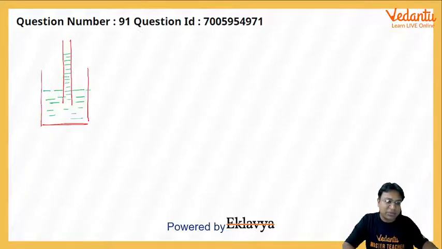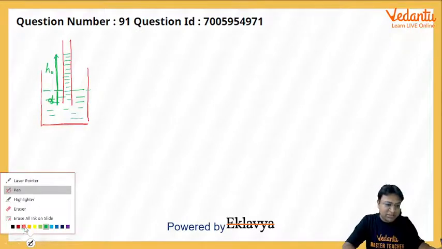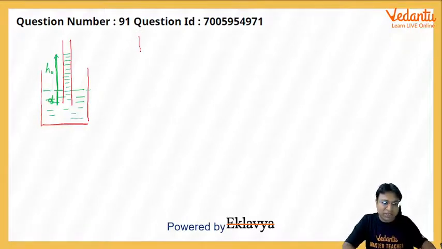So I'm denoting this height as h naught, as the question mentions, and this depth is given to us as d. Now once we release the water after sucking it up, it will begin to fall. During its fall, let's draw a general instant.